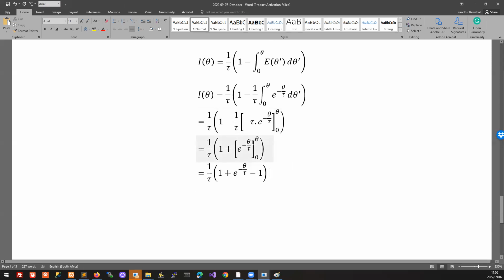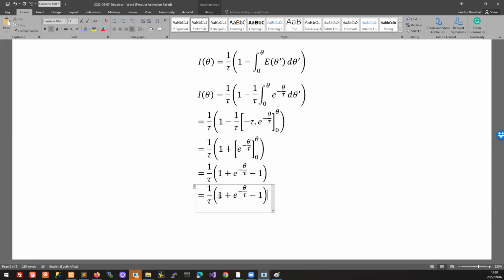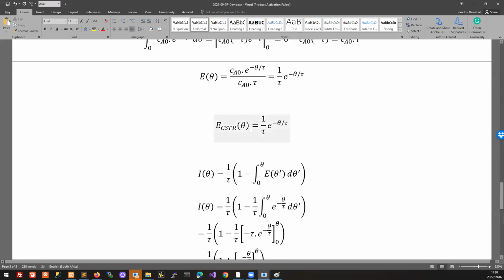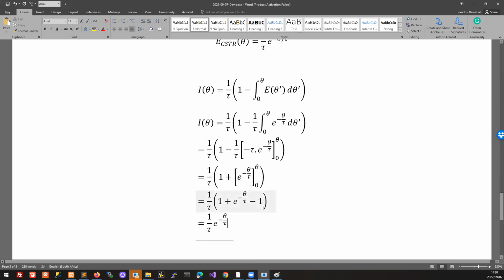So we've applied the upper limit where theta equals theta, so you've got the term surviving. And then the lower limit is where theta equals 0, so this is a 1. So the upper limit minus the lower limit, which is a 1 there. Then you've got 1 minus 1, so those ones cancel, leaving us with only the exponential part. And look at that. We now have the same function as before. So your E of theta is the same as your I of theta.